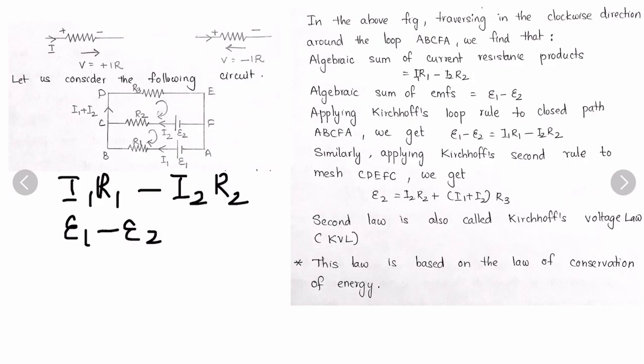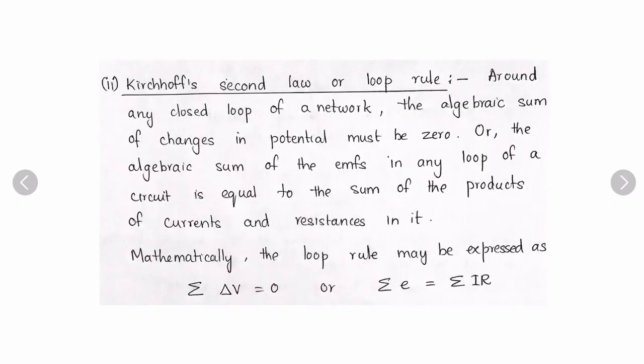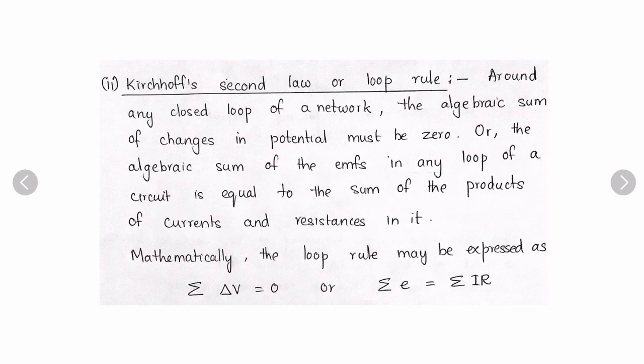Then according to our statement, you can see our statement here: the algebraic sum of the EMFs in any loop of a circuit is equal to the sum of the products of currents and resistances in it. So we have to equate the sum of the EMFs to the sum of the products of currents and resistances in it. So let's do that now.